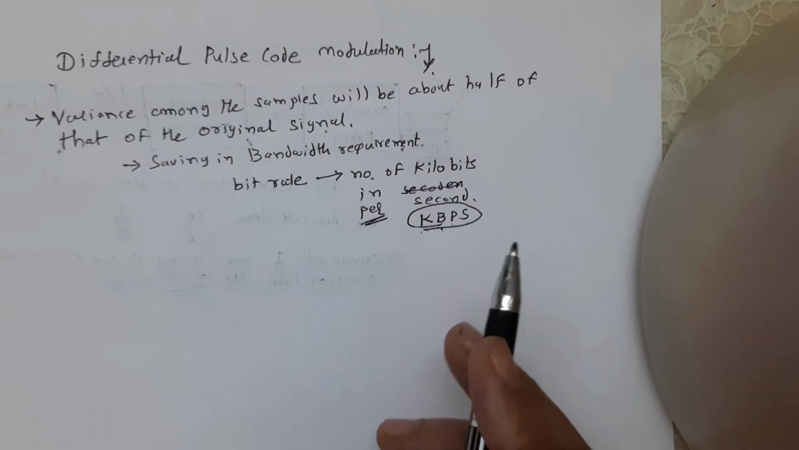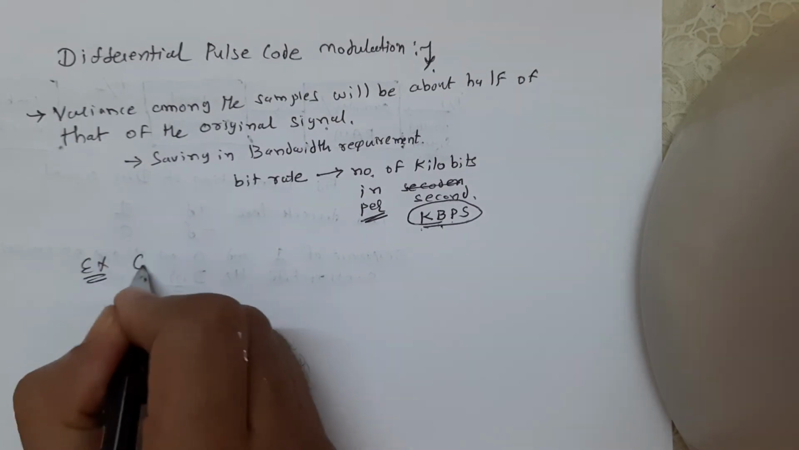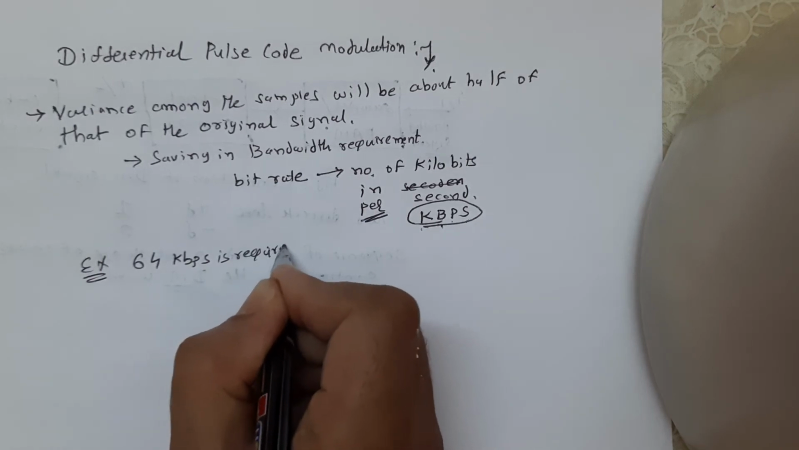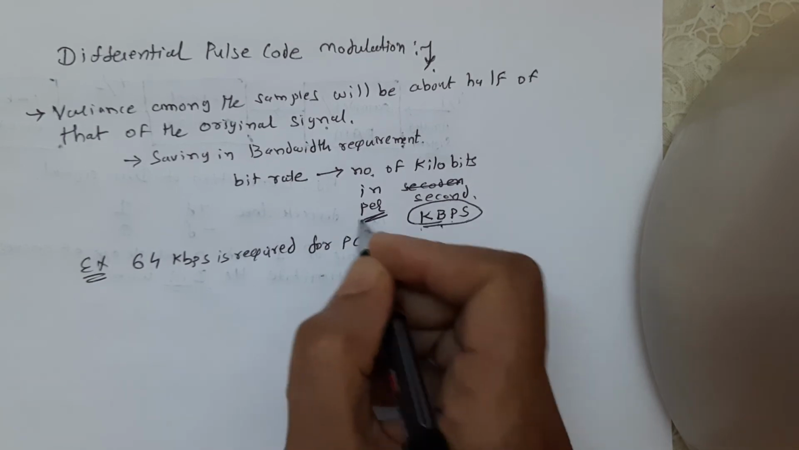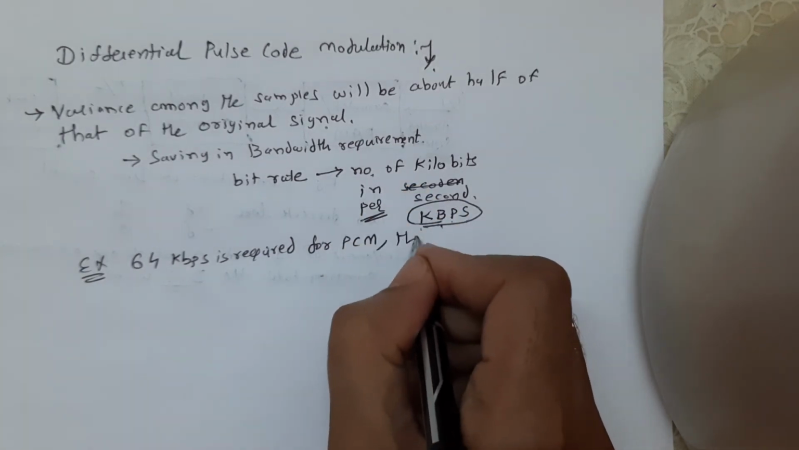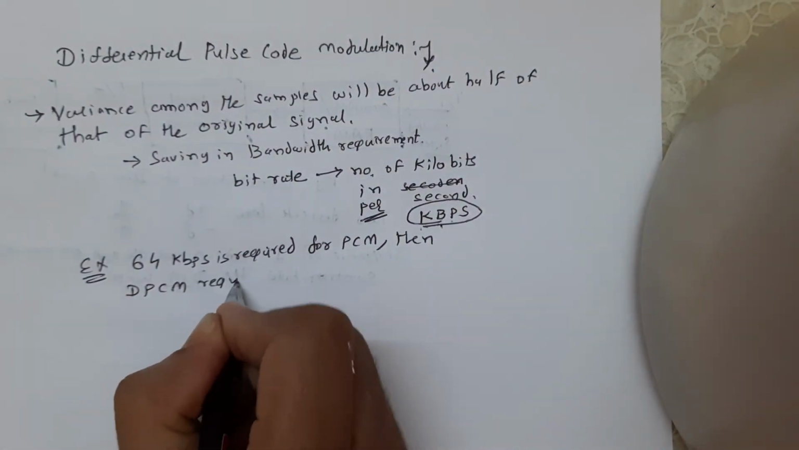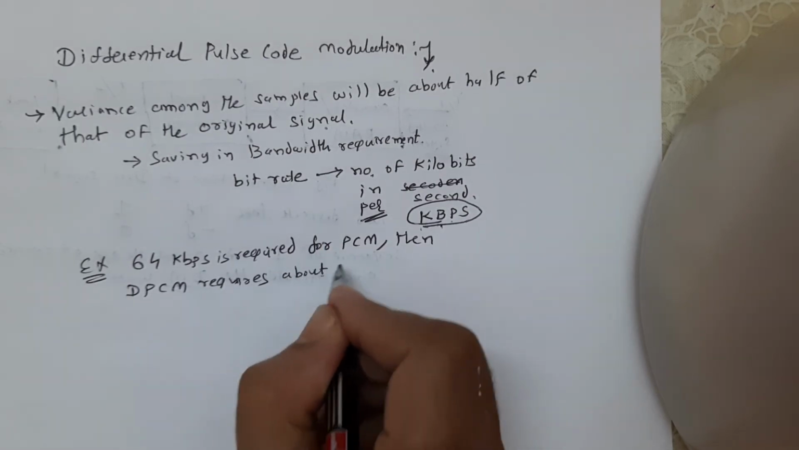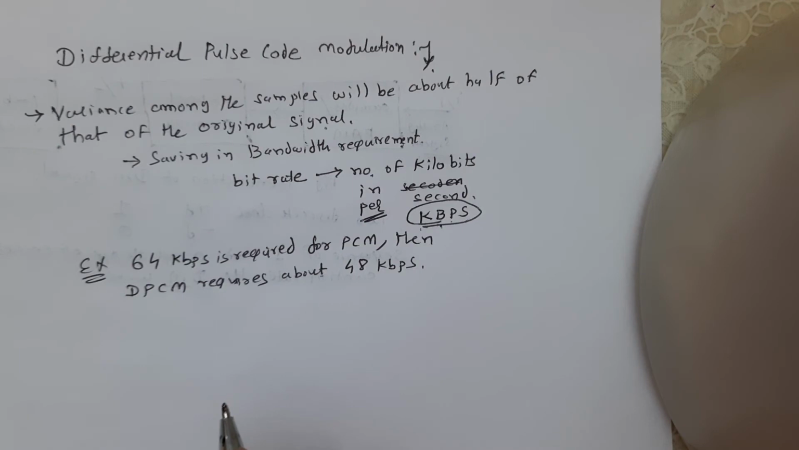For example, if 64 kbps is required for PCM, then DPCM requires about 48 kbps, a lower value than PCM requires.